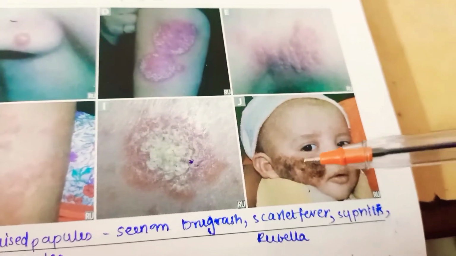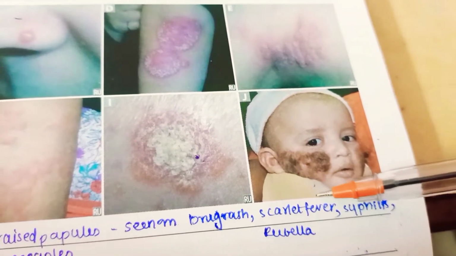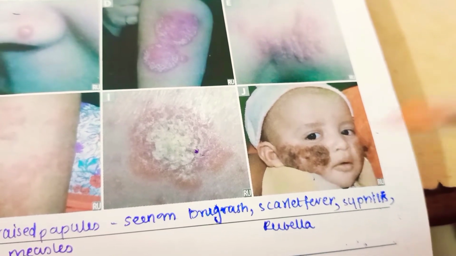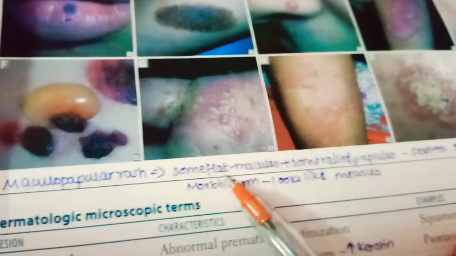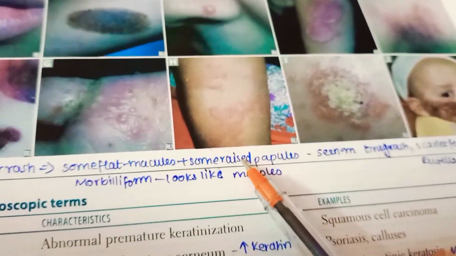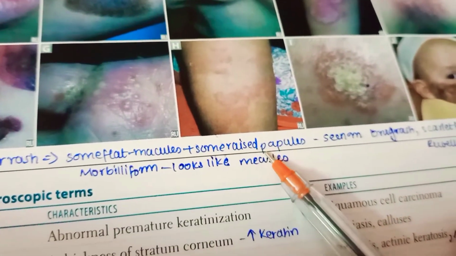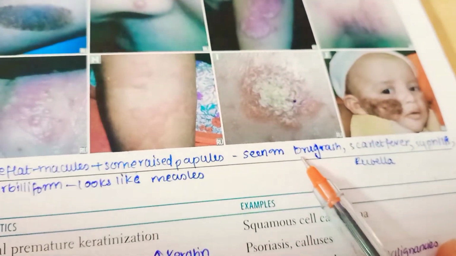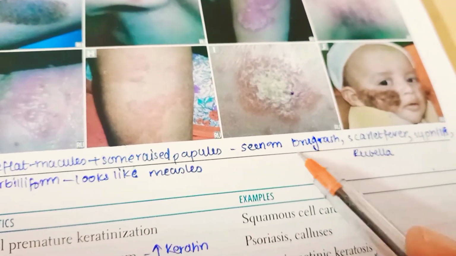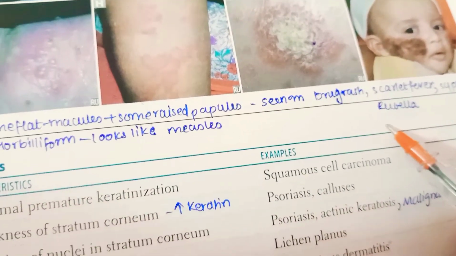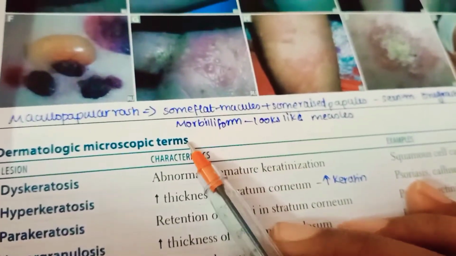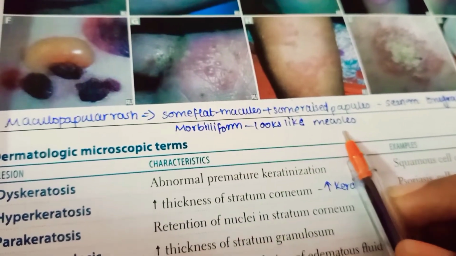Next, coming to a crust. You can see the crust in the baby. A crust is a dry exudate. It is seen in impetigo. And one more thing, there's a maculopapular rash. That is, some of the macules are flat and some are raised papules, so it is called maculopapular. It is mainly seen with drugs, or because of scarlet fever, syphilis, or rubella. And there is also morbilliform, which looks like measles.